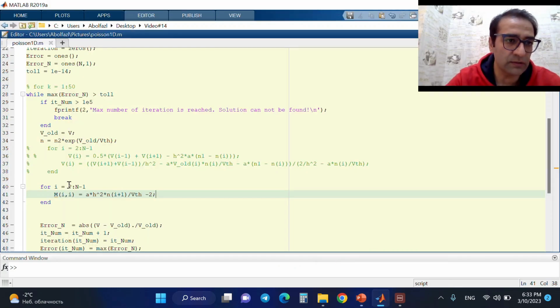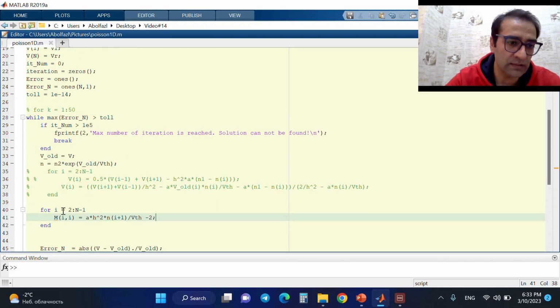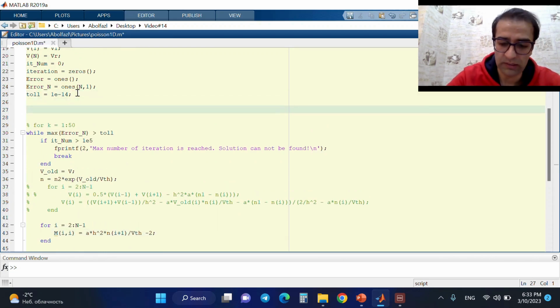Okay, just before that, you see that this orange line under M, because we need to allocate some memory for M, and I here defined M to be zeros(n minus 2, n minus 2).